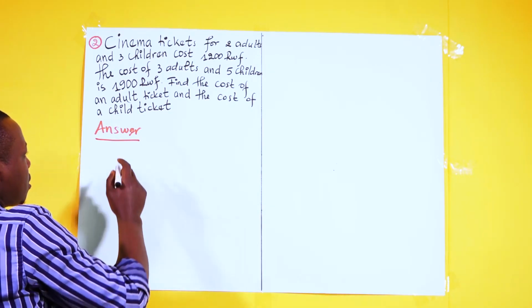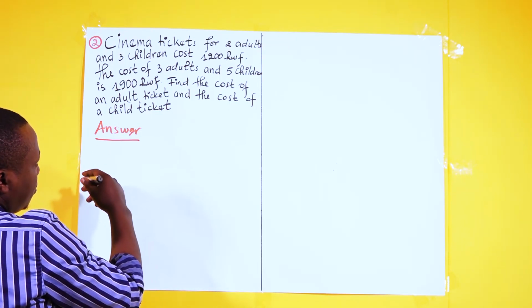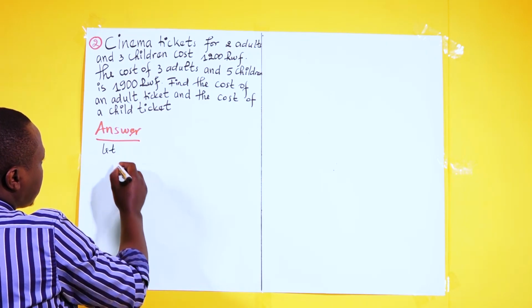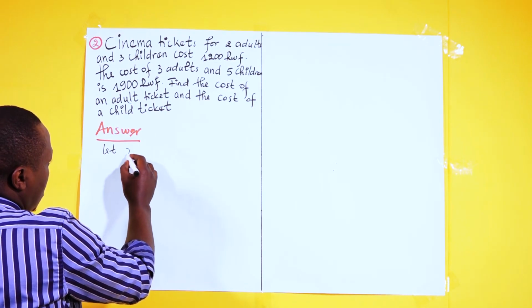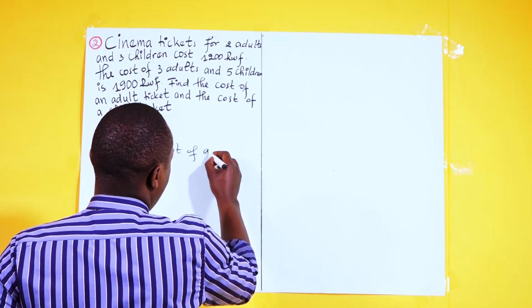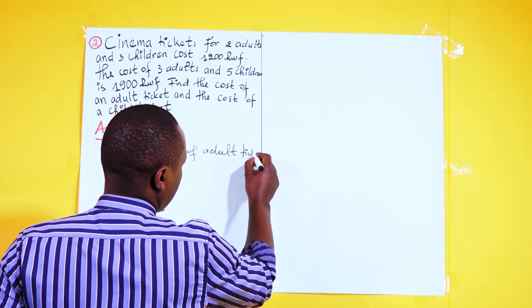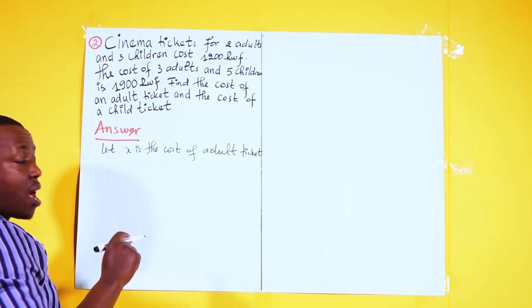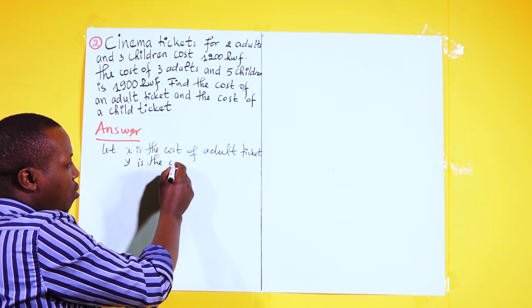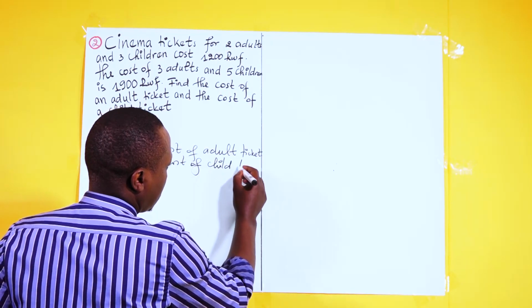I have to set up first, to express this in terms of x and y, by saying that let's assume that x is the cost of an adult ticket, right? So we're going to set y to be the cost of a child ticket.